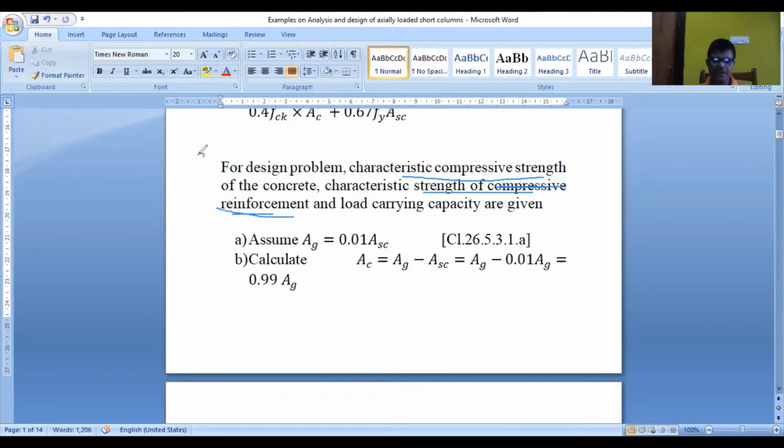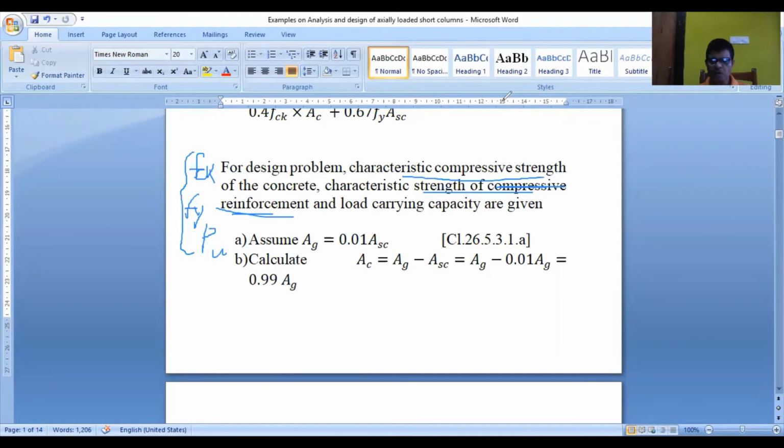So fck will be given in the question, fy will be given in the question, and the load, P or Pu, will be given. From these three criteria, you have to fix the cross-sectional area. If it is rectangular, you will find B and D. If it is a square, you will find the sides of the square. If it is a circular section, you will find the diameter.